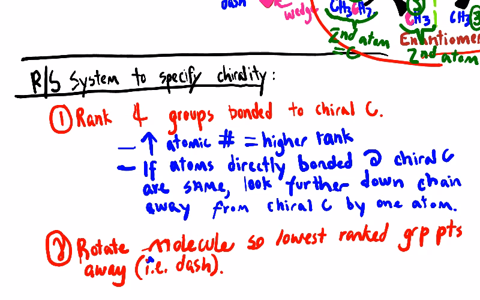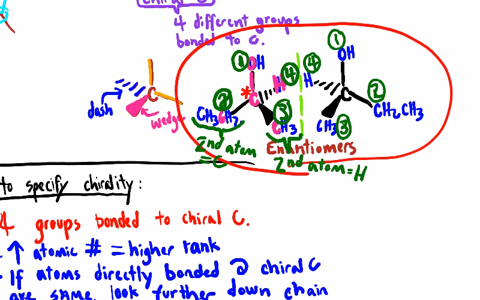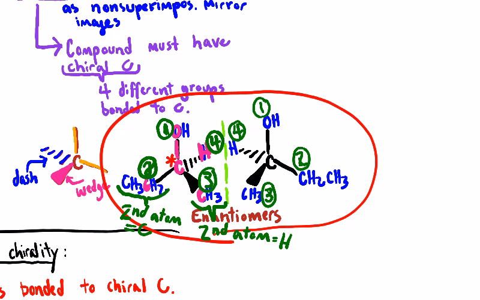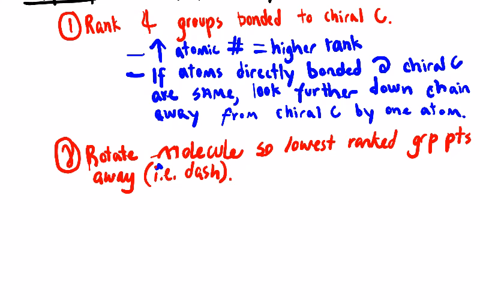And generally for purposes of this class, I will go ahead and pre-orient the molecule for you so that the lowest ranked group is indeed pointed away from you, so that you won't generally have to deal with this point 2 of rotating the molecule so the lowest ranked group points away from you. And if we take a look at the molecules shown up here that I'm using as my example, it's no coincidence that I pre-organized those molecules for you so that the hydrogen, the lowest ranked group, is indeed a dash. It's pointed away from you. So we're good on that. Lowest ranked group is pointed away from us.